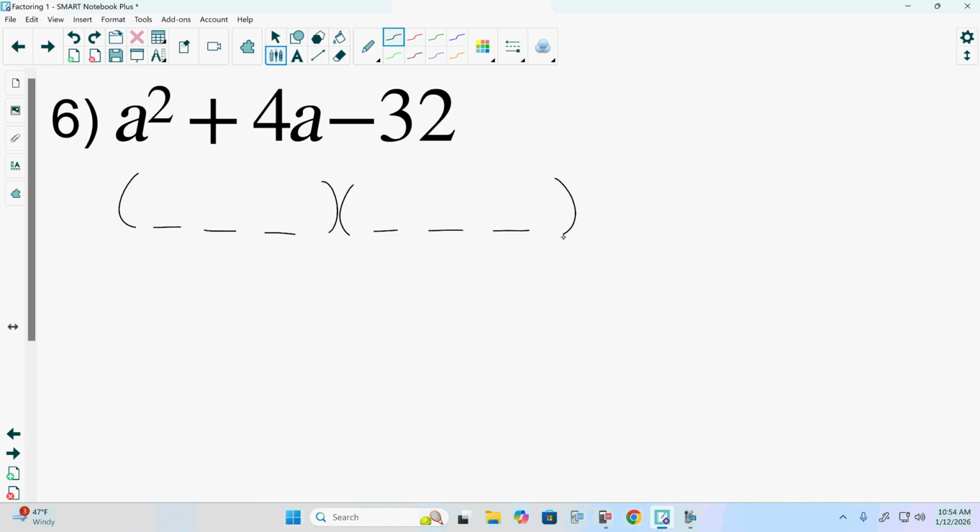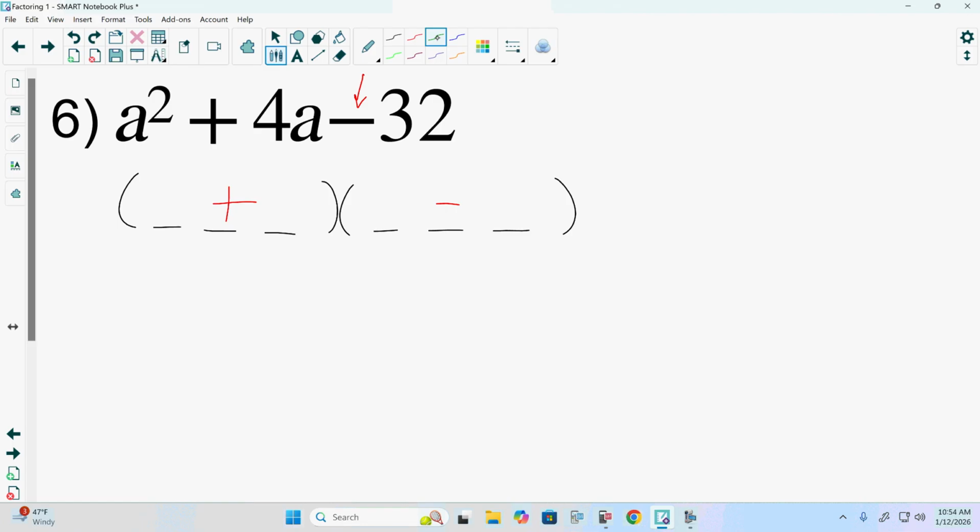If the third term is positive, the signs are the same and match the sign of the middle term. If the third term is negative, the signs are opposite. Here, our third term sign is, so the number is 32, but the sign is negative. If the third term is negative, the signs are opposite. We don't even really look at the middle term for our signs. We just know one is going to have to be positive, one is going to have to be negative. Questions on this so far?